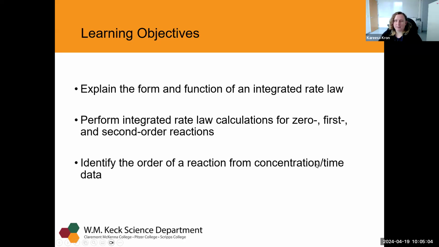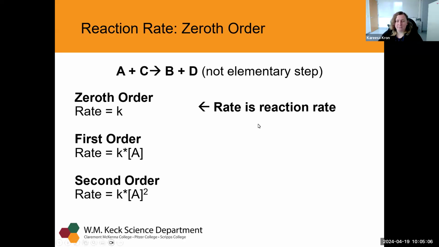So just to review and remind you about what we talked about in the last video. For some reaction, you can have a rate which is zeroth order, or doesn't depend on the concentration of A, for example. If something is first order with respect to the concentration of A, then its rate is equal to k times the concentration of A. And if something is second order, then rate is equal to k times the concentration of A squared. So the exponent of A tells us the order of A. And this rate is a reaction rate.